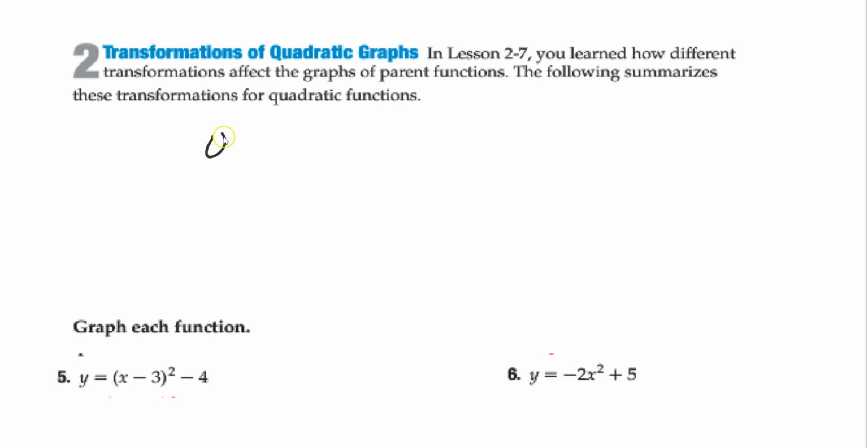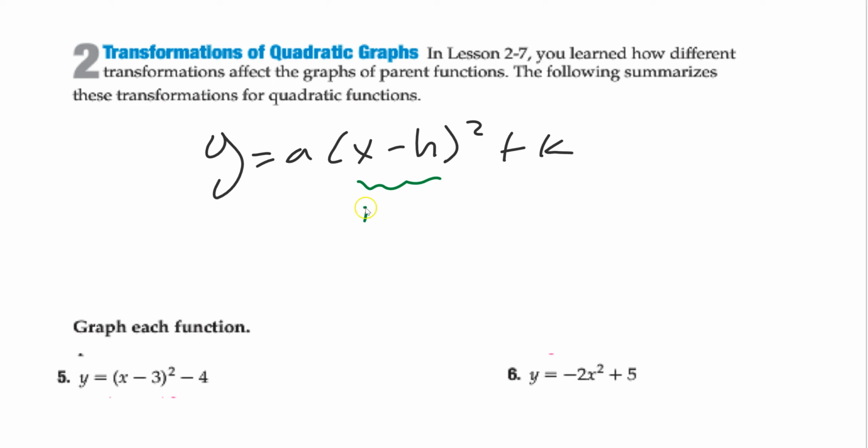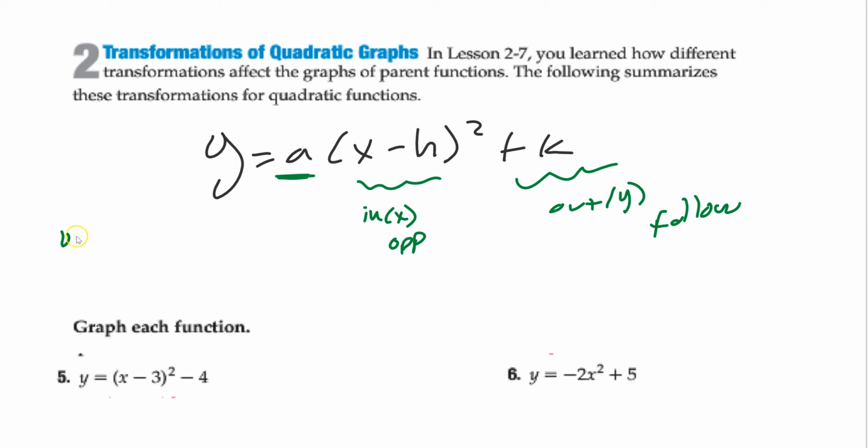Right, so now we know what vertex form is. That's the name for it. Hope it looks familiar. This is how we always graph, right? This is the inside, x opposite. This is the outside. Outside is the y values, you go up and down, you follow. A is kind of like the slope, right? The vertical stretch.